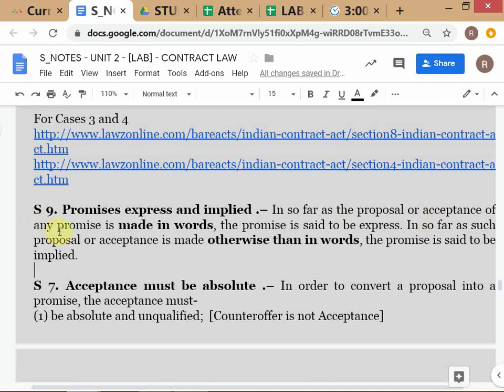Insofar as the proposal or acceptance of any promise is made in words, the promise is express. So essentially, what is an express promise? It is anything which is made in words. Any promise, or acceptance, insofar as it is made in words, is an express promise. This is clear. The Act is very clear and makes it very precise. The definition of express promise: it is made in words.